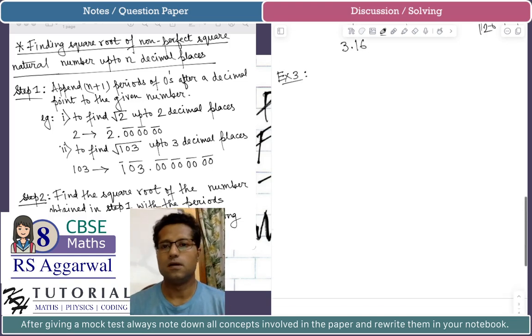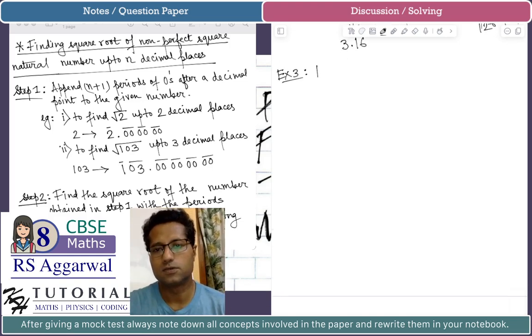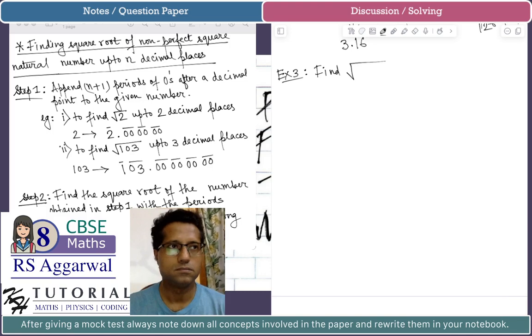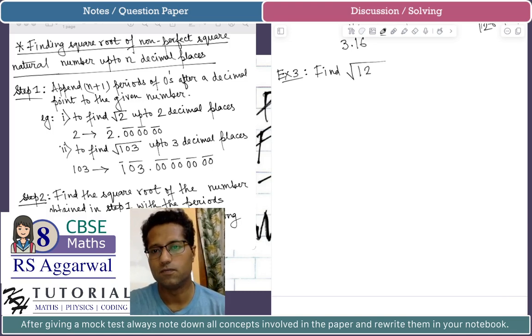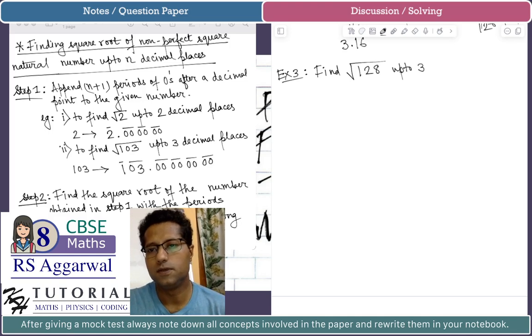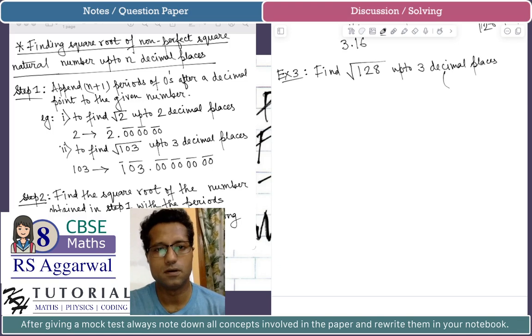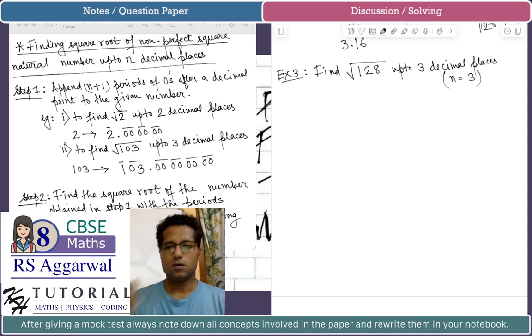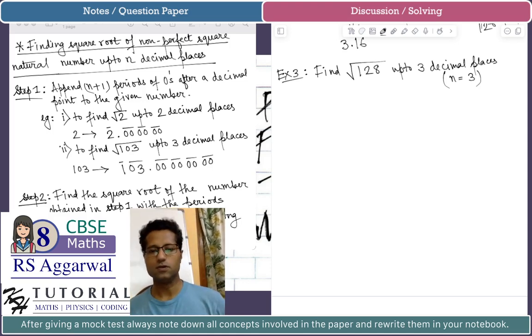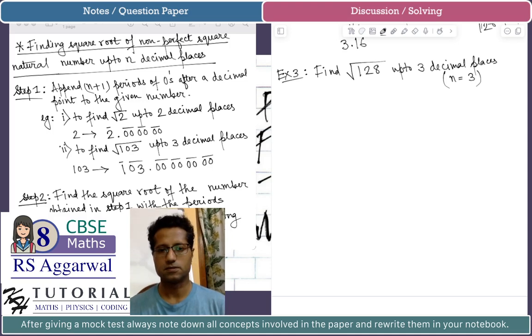Okay, let's say find the square root of 128 up to 3 decimal places. So as per the notes, the n is given as 3. Okay, so the number is 128. We have to find a square root up to 3 decimal places. So let's see how we do it.